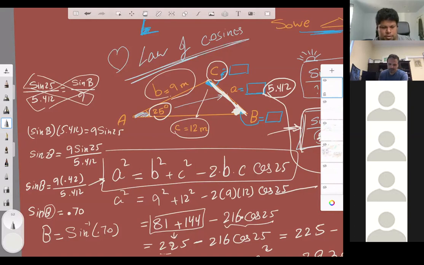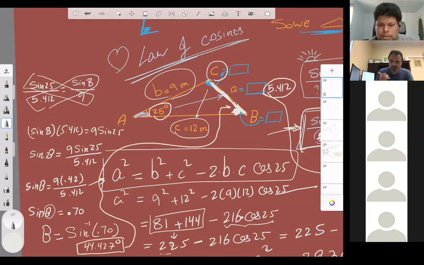I got 0.775. That's what I got, the sine inverse of 0.70. Is that in degree or radian? I think it's in degree. That's too good to be true. Oh, that's in radian. Yes, 0.77 is in radian. Give me in degrees. 44.427. So let's say 44. So this is going to be the angle B.